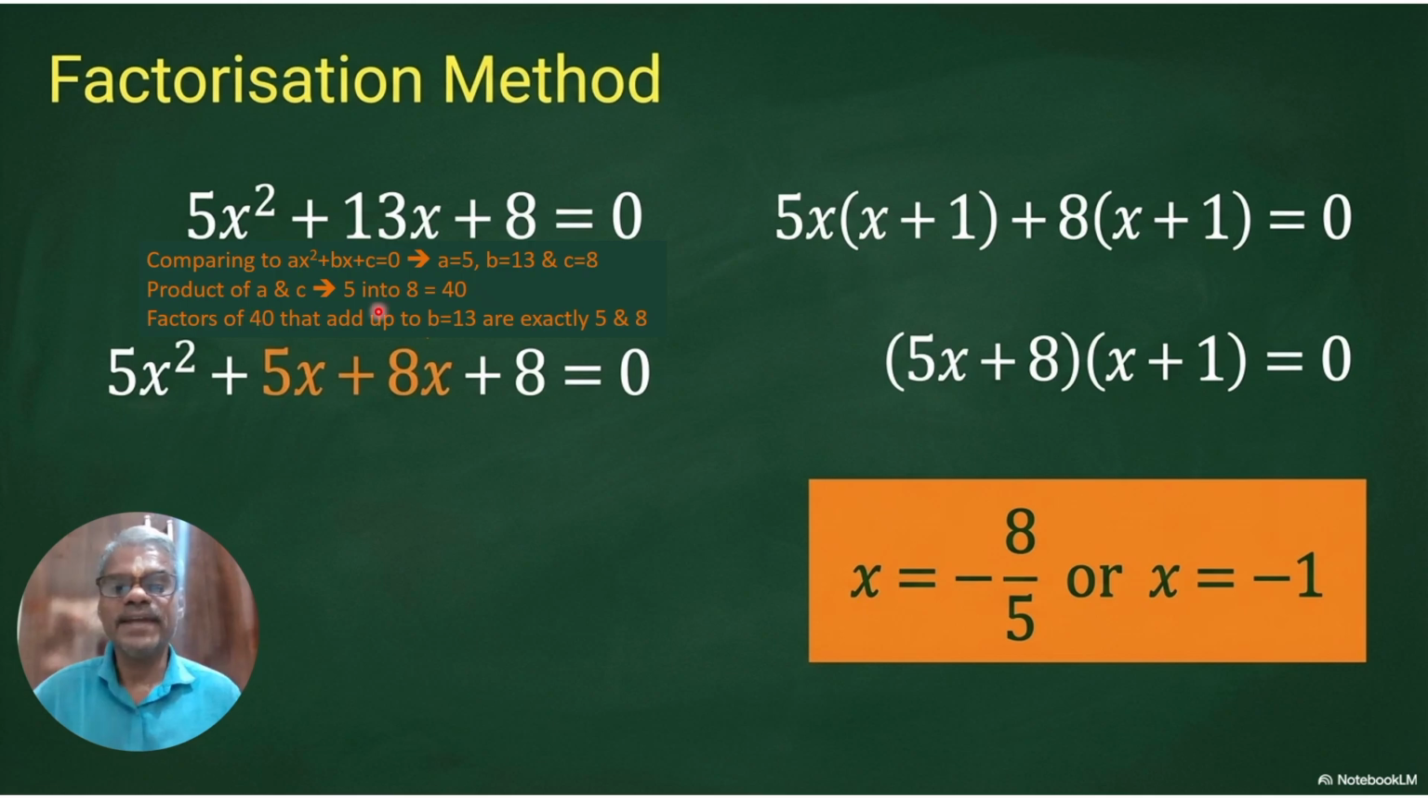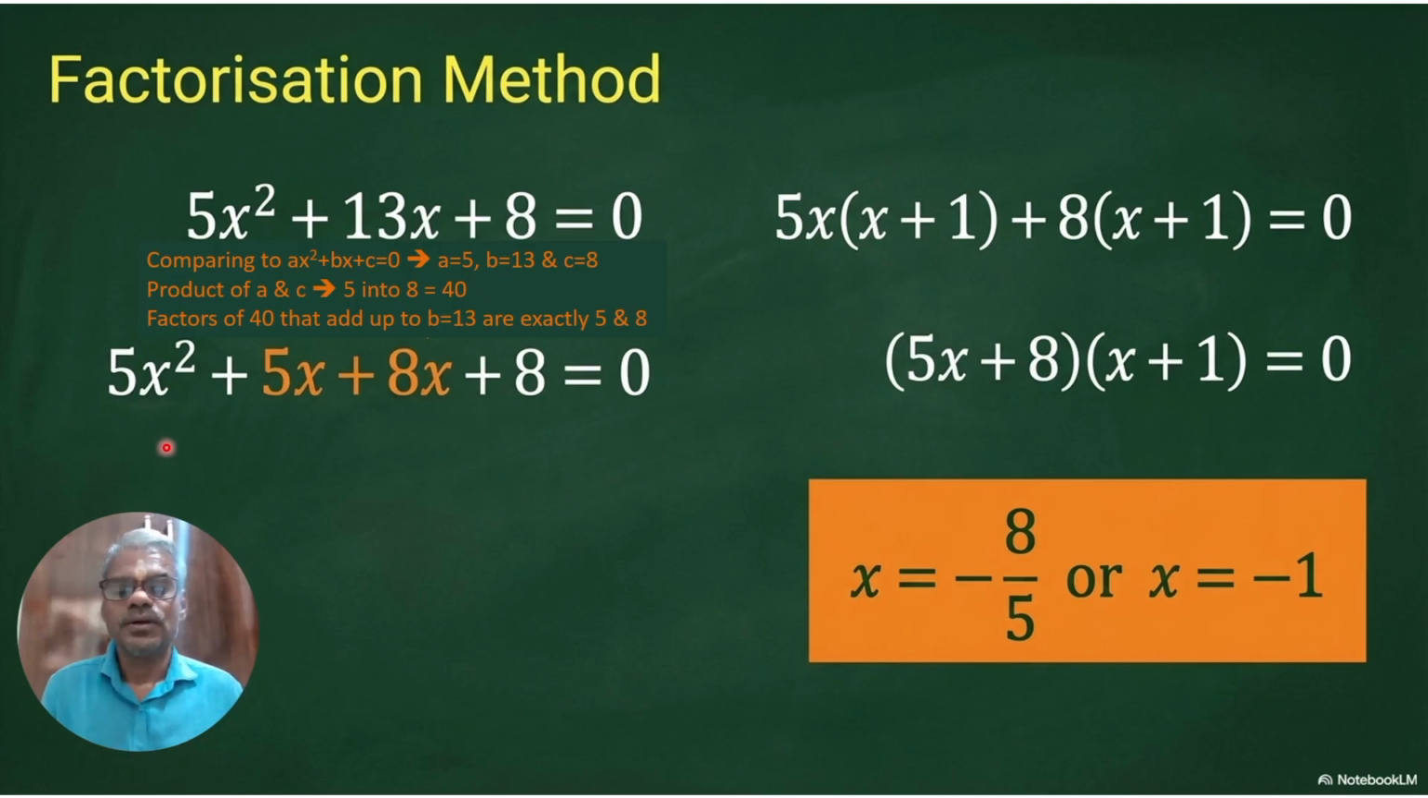Product of a and c gives 5 × 8 = 40, and factors of 40 that add up to b = 13 are exactly 5 and 8. So we write our equation 5x² + 13x + 8 = 0 as 5x² + 5x + 8x + 8 = 0.